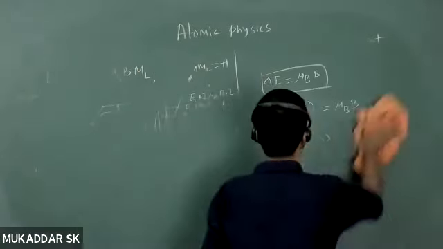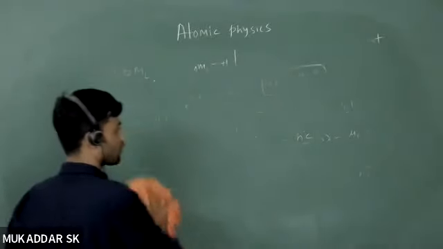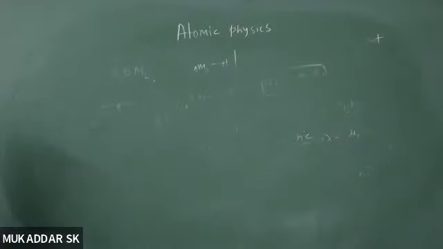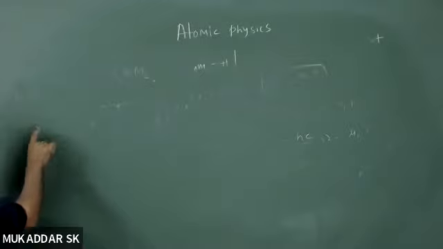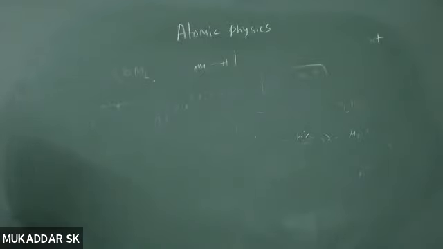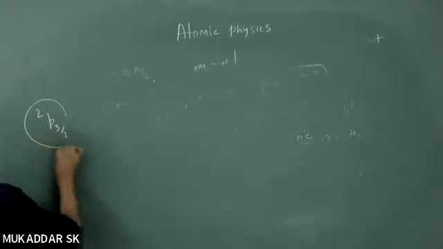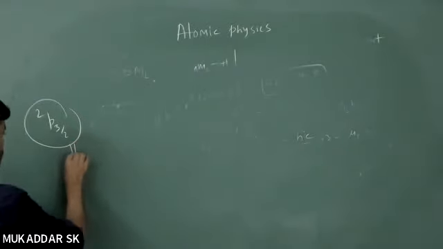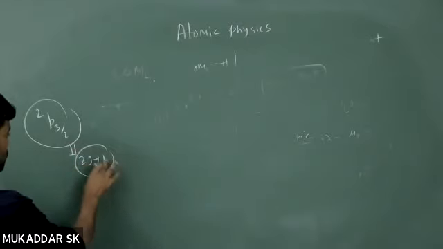Sir, 1D to 5 splits on D2? Yes, there will be 5, because this is J that I am writing, which basically contains the L part because S is 0, right? And I told you that ML can take values from minus L to plus L. That is also used to be asked. Suppose they provide you this state, what is the degeneracy of this state? Degeneracy will be 2J plus 1. So if you apply 2 into 3 by 2 plus 1, it will be 4.